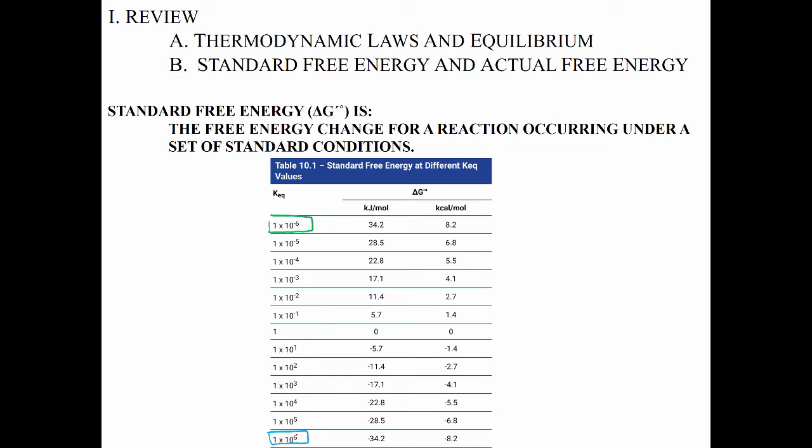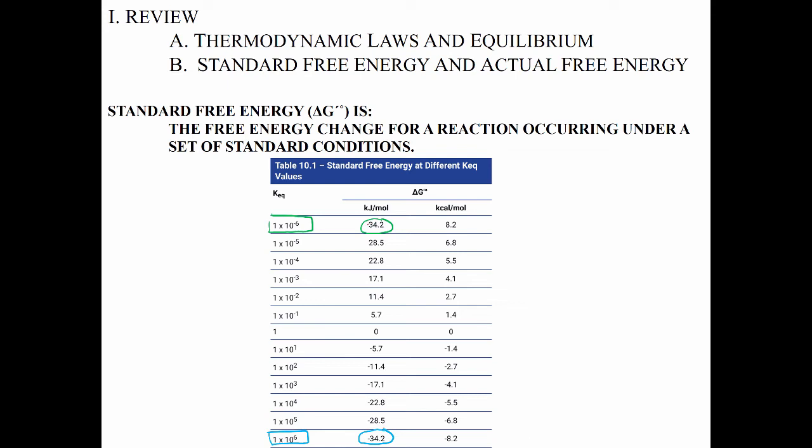Now, when you look at the delta G values for these, the only difference between the two is not the magnitude, but the sign. The magnitude is the same, 34.2. That magnitude tells us that both of these reactions are the same distance from equilibrium under standard conditions, or they have the same driving force, that would be a better way to think about it. But those driving forces are in opposite directions.